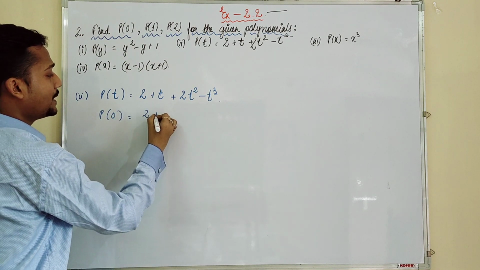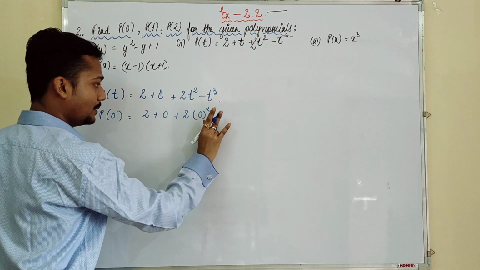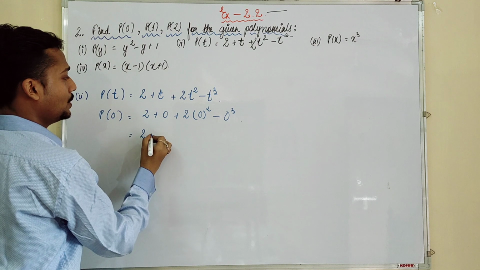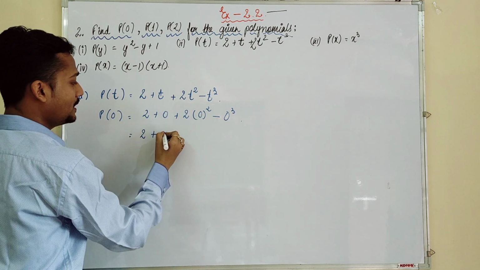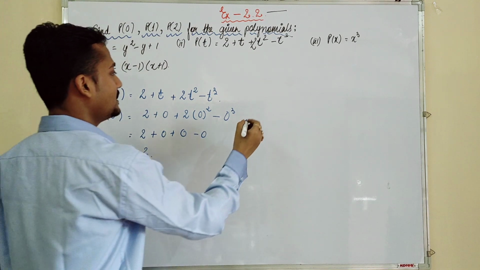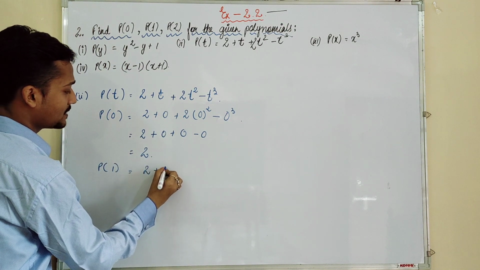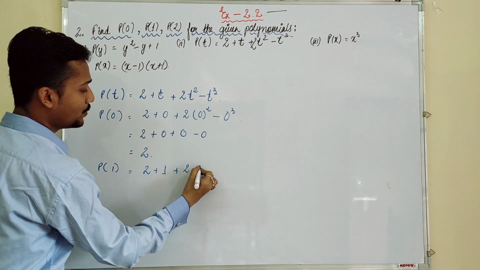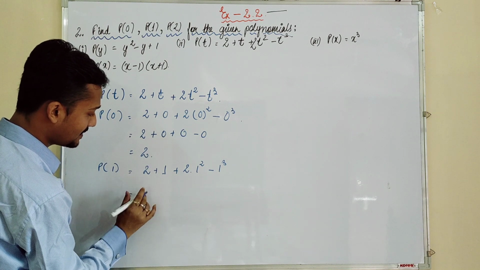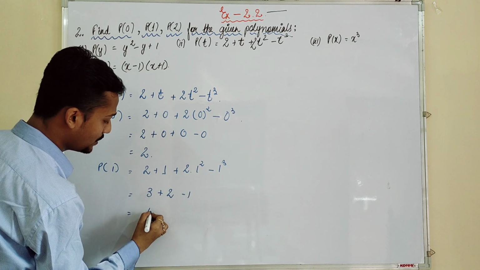It is equal to 2 plus 0 plus 2 into 0 square, minus 0 cube. So it will be how much? 2 plus 0, forget it. So it will be 0 plus 0 minus 0, is equal to 2. Isn't it? Next is p(1). p(1), if I take, it will become what? 2 plus 1 plus 2 into 1 square minus 1 cube. So it will be 2 plus 1. I can easily write it down as 3 plus, it will be 2 minus 1. 5 minus 1 is equal to 4.